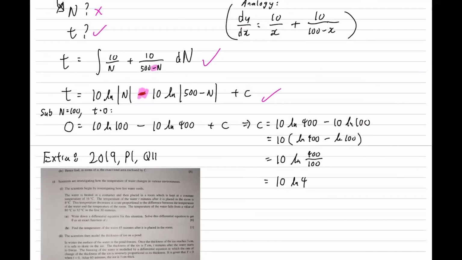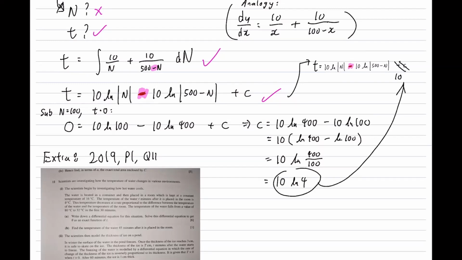Okay, not important. At the end of the day, we can sub the C back in, then we can just get our answer. T equals to the C you sub in with 10 ln 4. Don't forget a plus. Then that's our answer. Okay, this one. Okay, good.